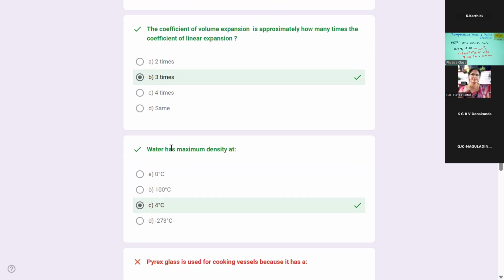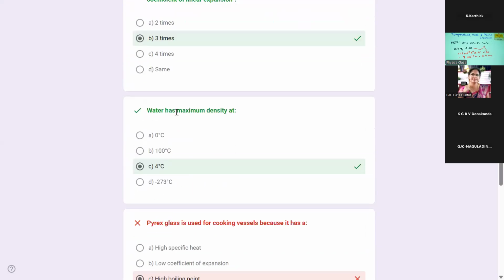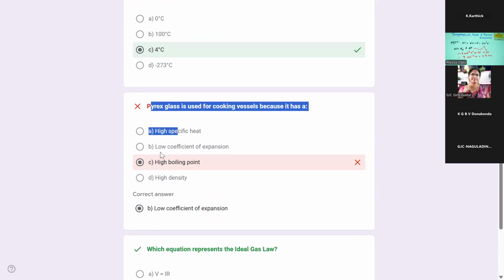Okay. And second one, already you know that the coefficient of volume expansion is 3 times the linear expansion. And here also, water has maximum density. Already you all told that it is 4 degrees Celsius. But in terms of Pyrex glass, which is used for cooking vessels, no high boiling point answer. It has a low coefficient of expansion compared to normal glass.